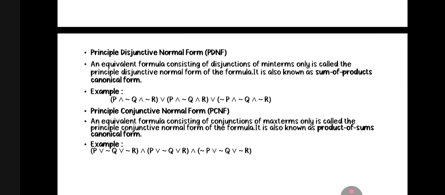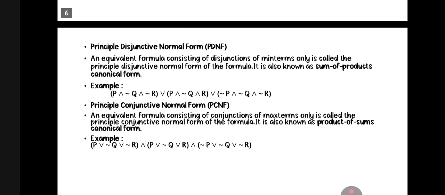Principal disjunctive normal form. An equivalent formula consisting of a disjunction of min terms only is called the principal disjunctive normal form of the formula. It is also known as the sum of products canonical form. The four examples are there. The principal conjunctive normal form. An equivalent formula consisting of a conjunction of max terms only is called the principal conjunctive normal form. It is also known as the product of sums canonical form.